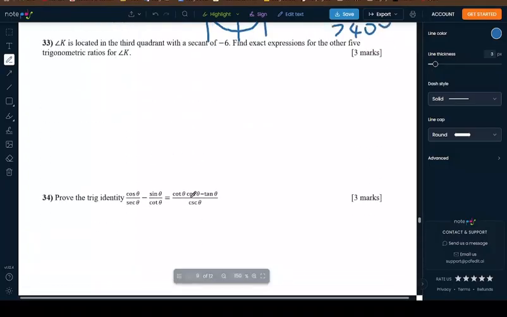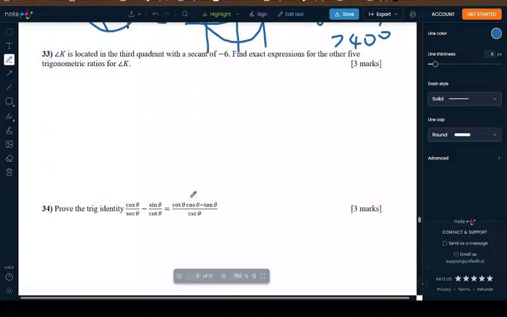Alright. Angle K is located in the third quadrant with a secant of negative 6. Find the expression of the other 5 trigonometric ratios for K. Oh, that's a lot of work. So it tells us it's in the third quadrant, third quadrant and a secant of negative 6.